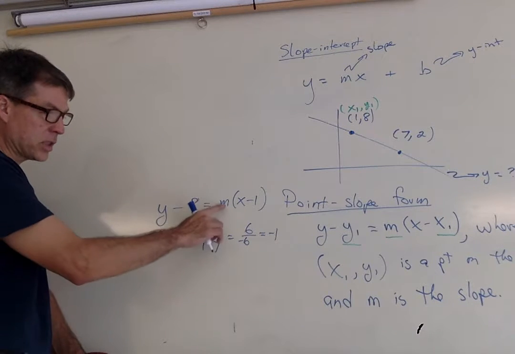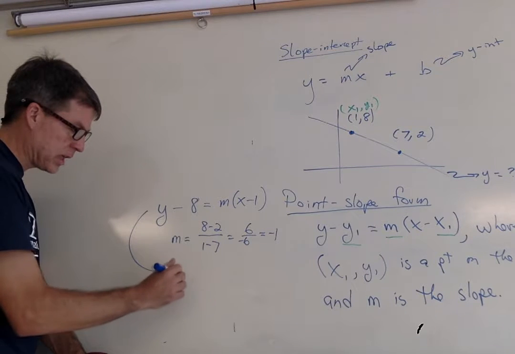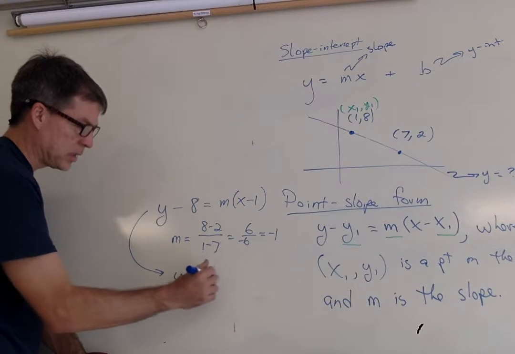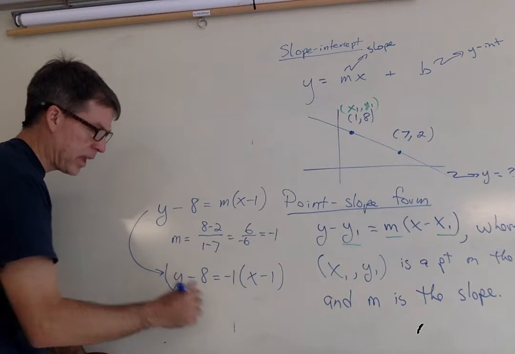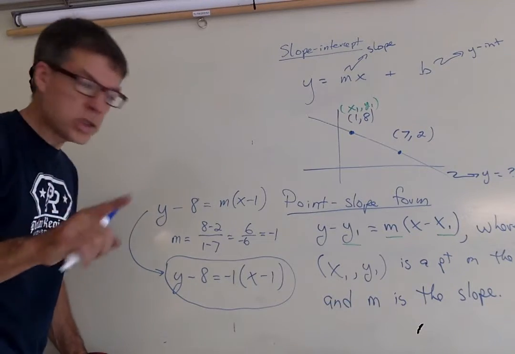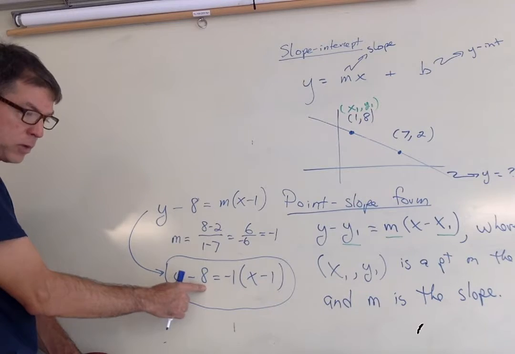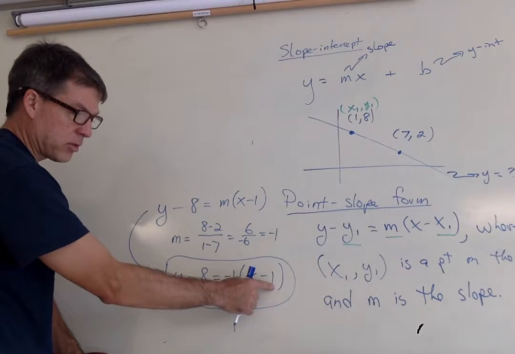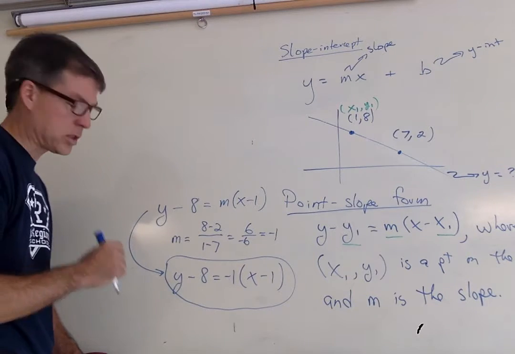So now I'm ready. That was the 3rd slot I have to fill in. So the actual equation for this line is y minus 8 equals negative 1 times x minus 1. You give that to me, I'll give you a gold star. You could also have used the 7 and the 2. You put the 2 right here in y1, you put the 7 right here in x1, and believe it or not, they would give you the same answer as this guy.